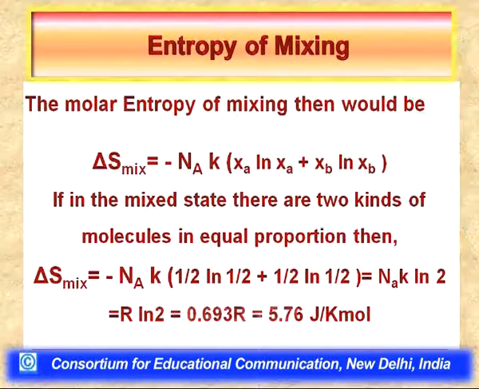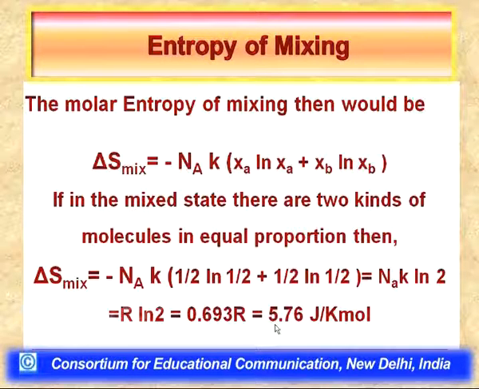If there are equal numbers of carbon monoxide molecules oriented in opposite directions, then X_A, the amount fraction of one kind of directional molecule, becomes half, and the other also becomes half. So it means half ln half plus half ln half. It becomes twice half ln half, so it becomes ln half. In total it becomes N_A k ln 2, and N_A k is basically our gas constant, which is 8.314 joule per Kelvin per mole. Therefore R ln 2, the ln 2 value being 0.693, is 0.693 R.